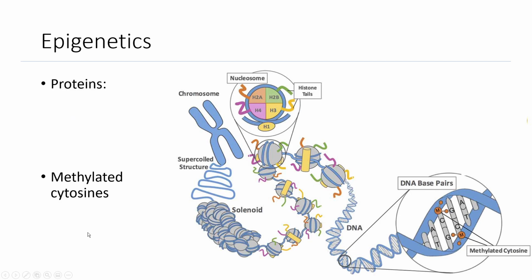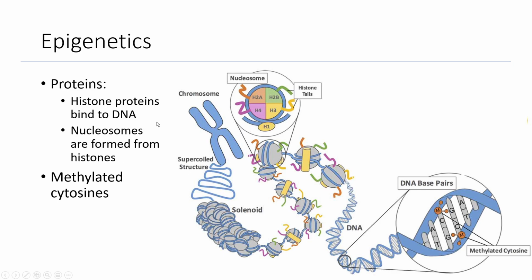Also, methylated cytosines are the molecular marks we talked about earlier. Here we can see that the cytosines in the sequence actually have modifications on them. So going back to the proteins, what is important for you to understand is that histones are proteins that bind to DNA, and histones wound together with DNA form a nucleosome. And it's these nucleosomes that help wind the DNA into more complex structures.